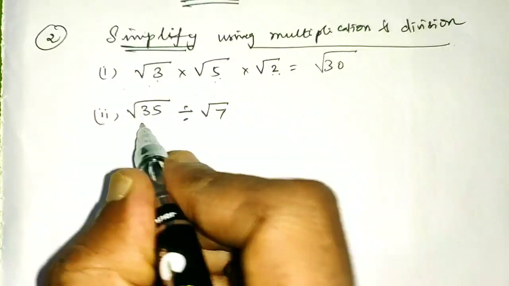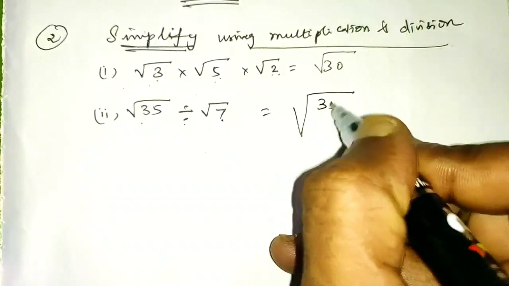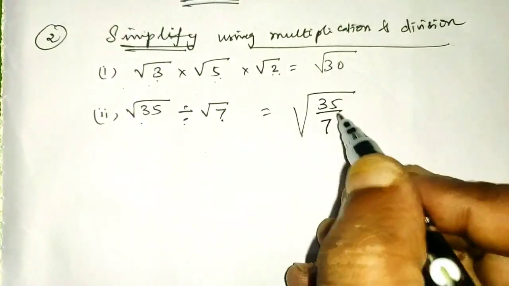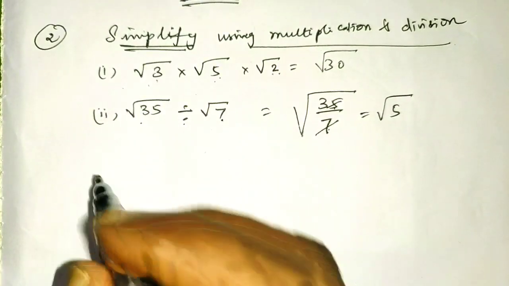Now I am going to divide this root 35 divided by root 7. So I am going to write this in the single root. Root of 35 by 7. If I cancel this I will get 5. So the answer is square root of 5.